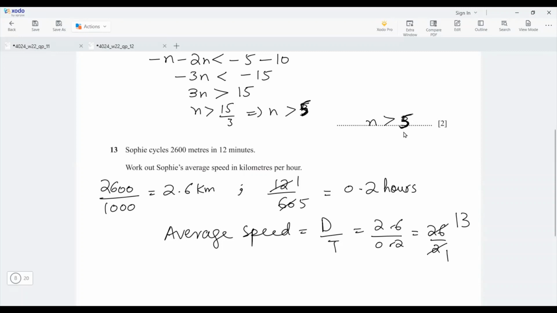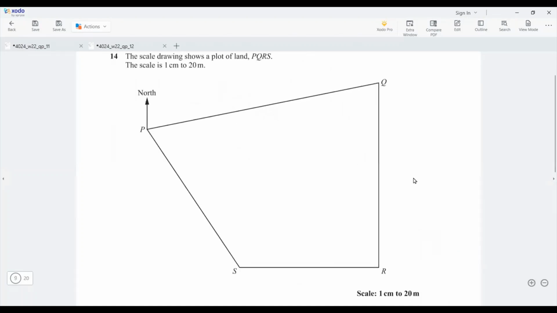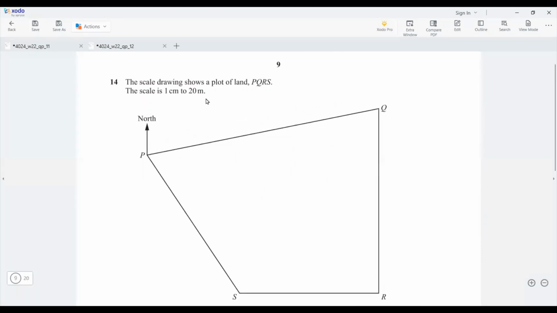So moving ahead to question number 14. In question number 14, it's basically a locus and construction topic question. Look at the question. The scale drawing shows a plot of land PQRS. There is a quadrilateral, PQRS. It's a complete land and the scale is given, 1 centimeter to 20 meters. Means in actual, if it is 20 meters, it is represented on that scale as 1 centimeter.